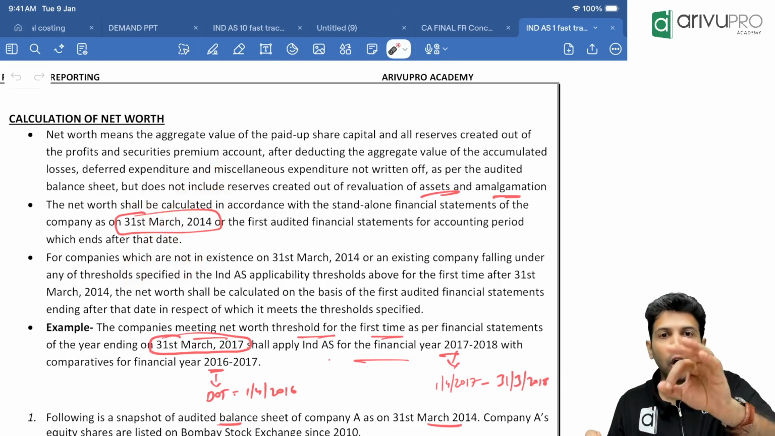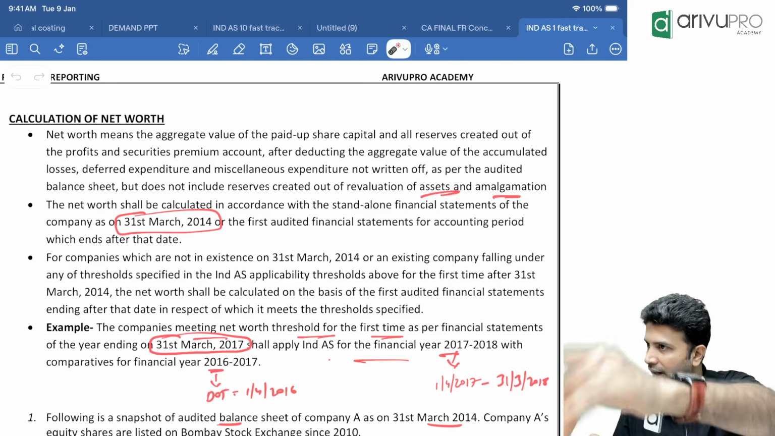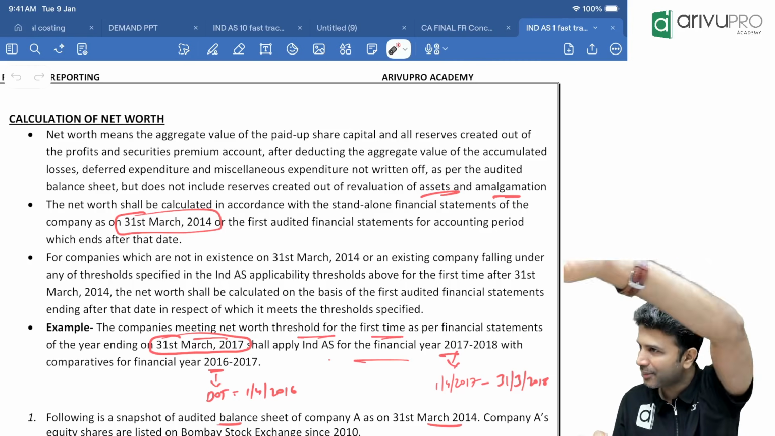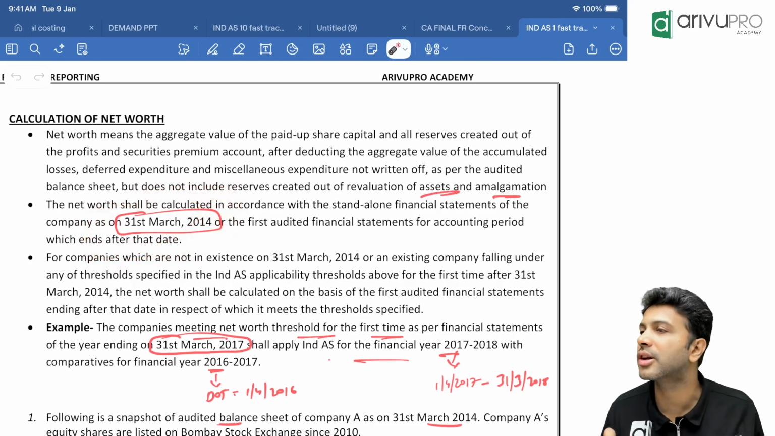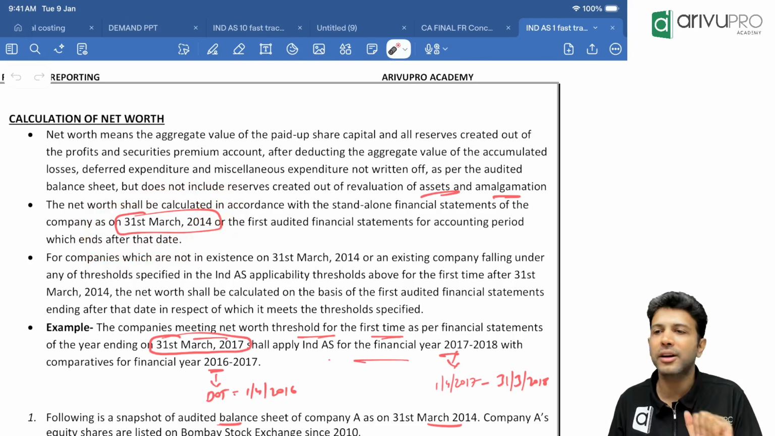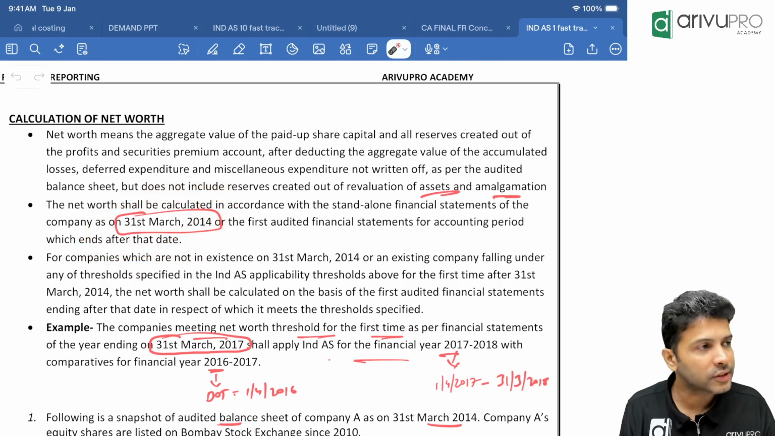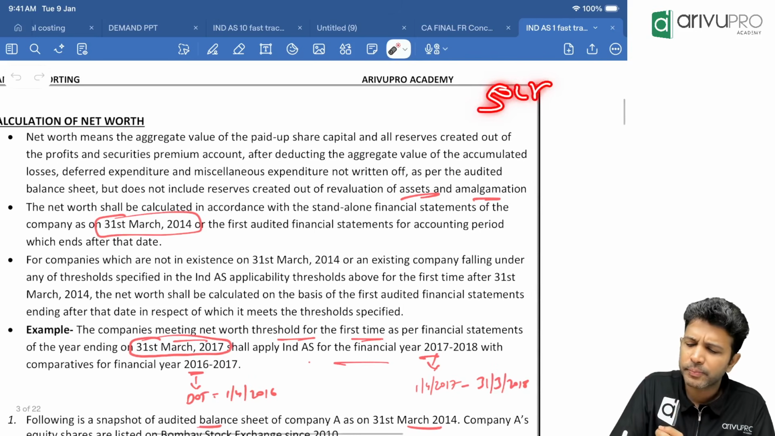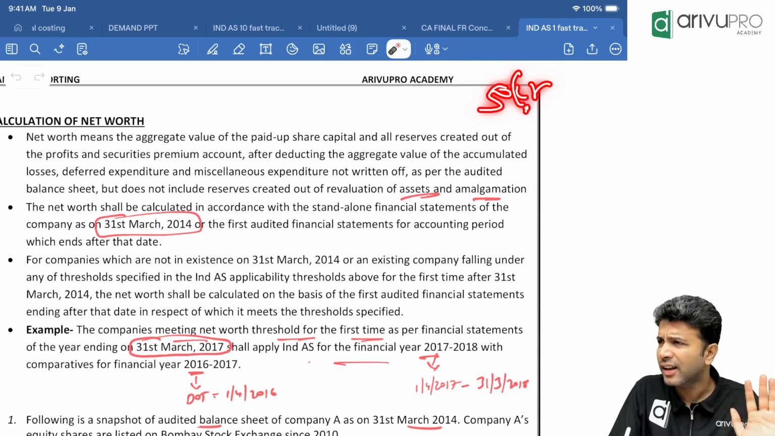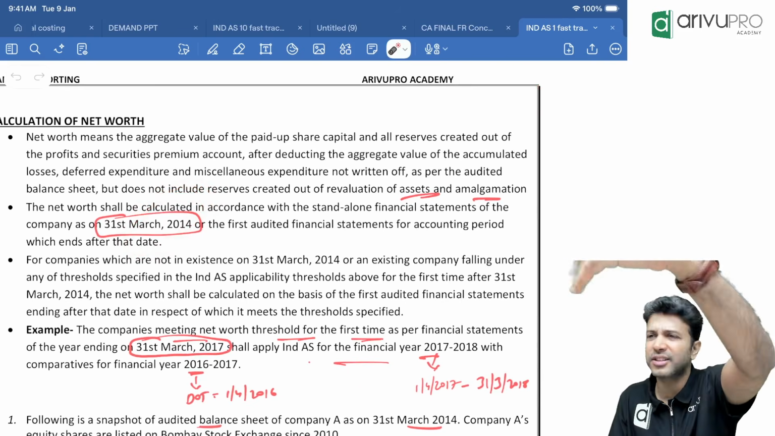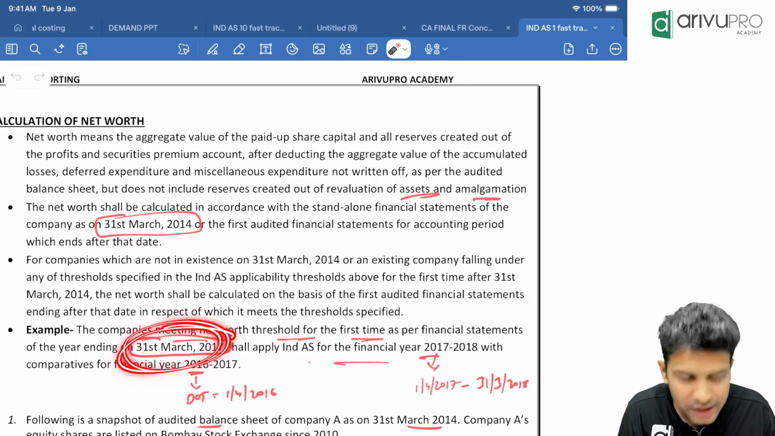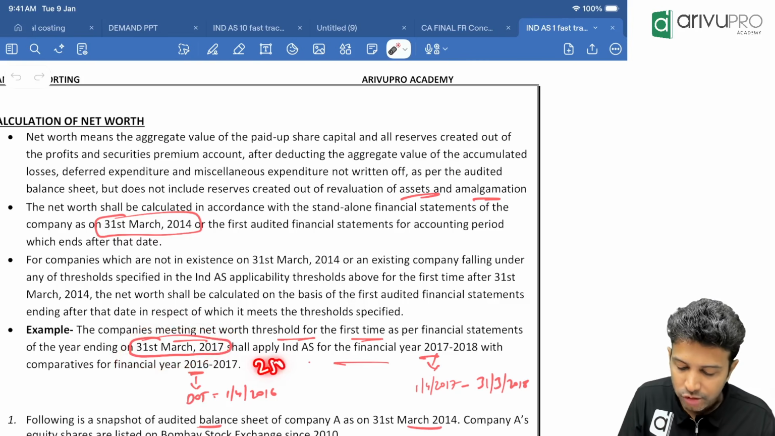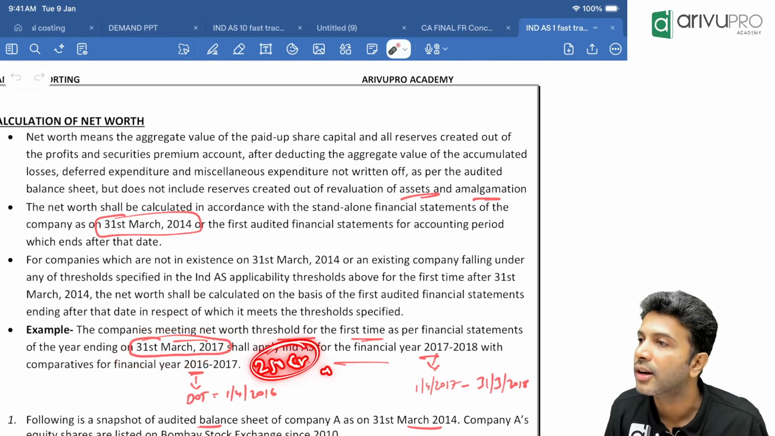If you want to call yourself a phase 1 company and apply Ind AS from 1st April 2016, they had told you to calculate net worth on 31st March 2014. If it is satisfied, you come under phase 1. Suppose you are an existing company, but your net worth is only 50 crore, from 31st March 14, 15, 16, everywhere. But let's say on 31st March 2017, your net worth crossed 250 crore.